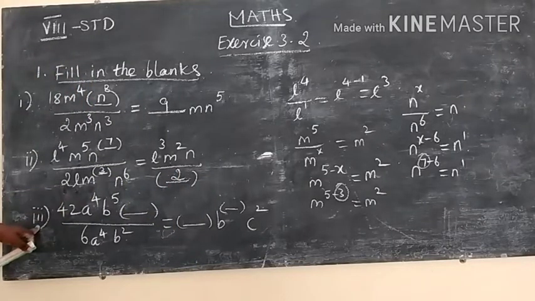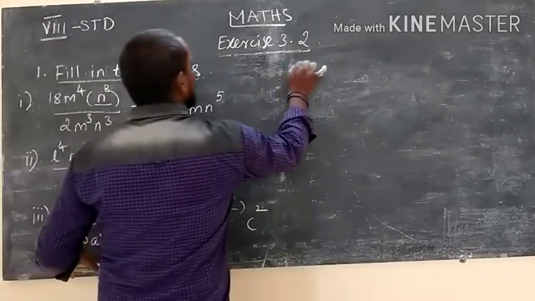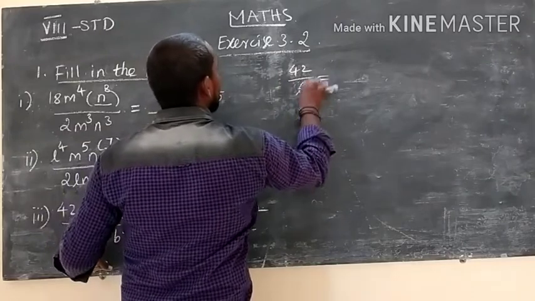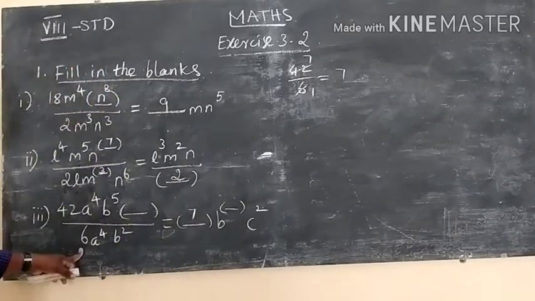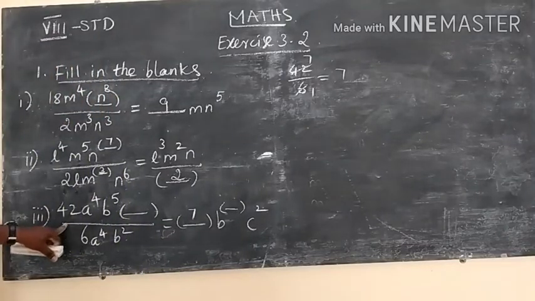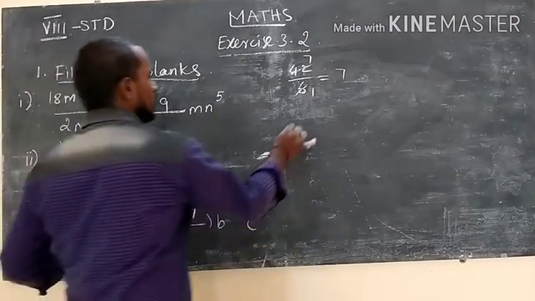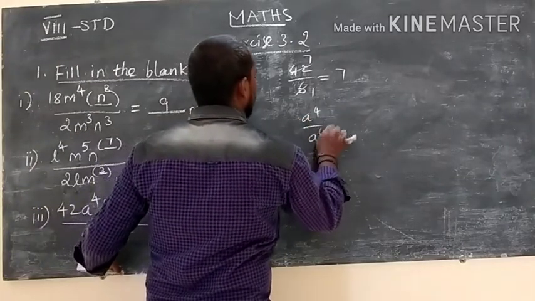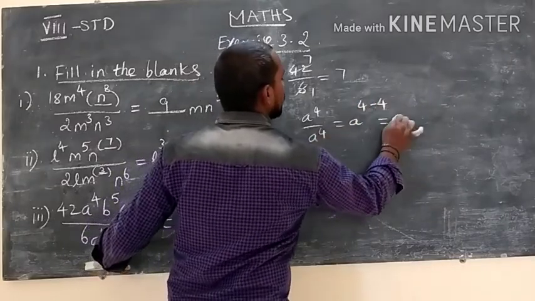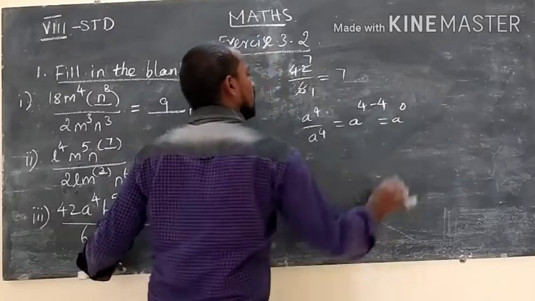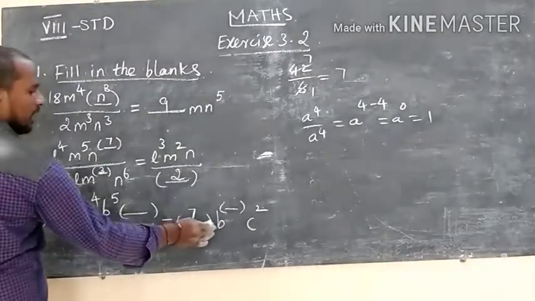Okay. Then the third question. The number is 42 divided by 6. 1 6 is 6, 7 6s are 42. The numerical coefficient is 7. Okay. Then consider the a value. a power 4 divided by a power 4 is equal to a power 4 minus 4, which is a power 0. So a power 0 is equal to 1. Any number power 0 is equal to 1. So here a does not appear.